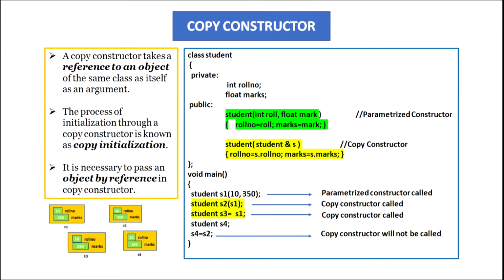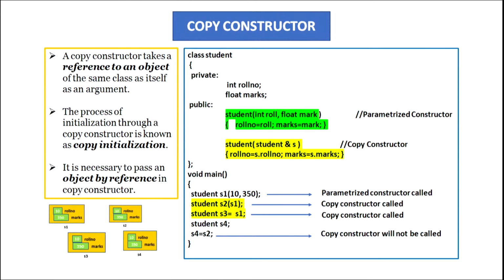Now, let us see the definition of copy constructor. Again, the name of the copy constructor is same as that of the class, that is student, and in the parameter we have student ampersand s, that is, it is the reference of an object of the same class. Now, in the body of the copy constructor, it is defined as roll number equal to s dot roll number and marks equal to s dot marks.